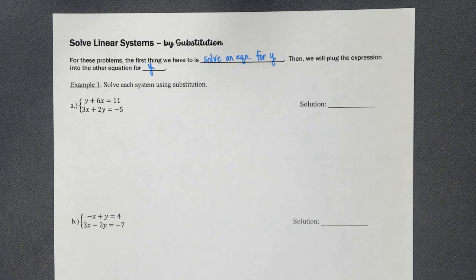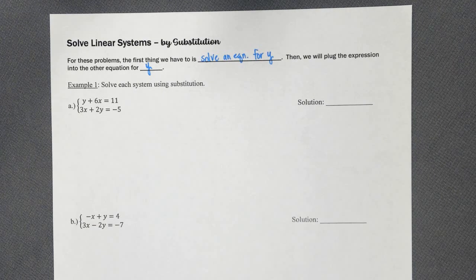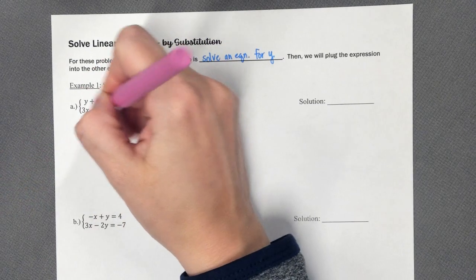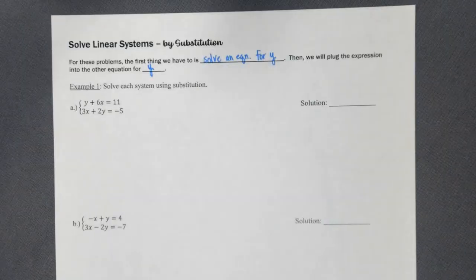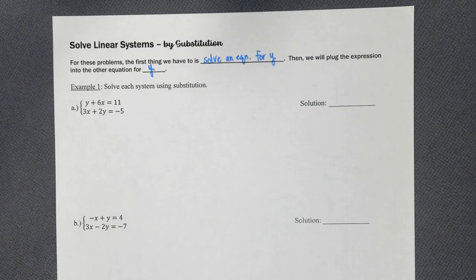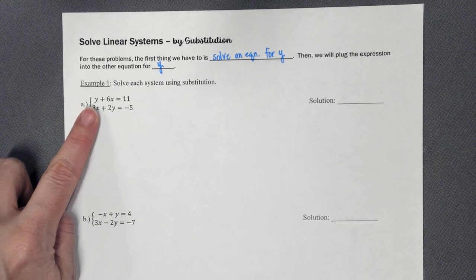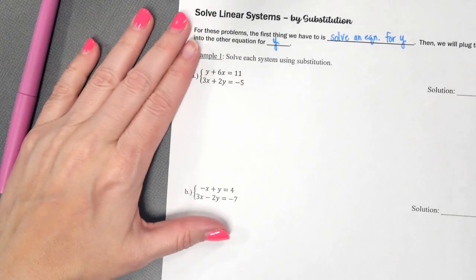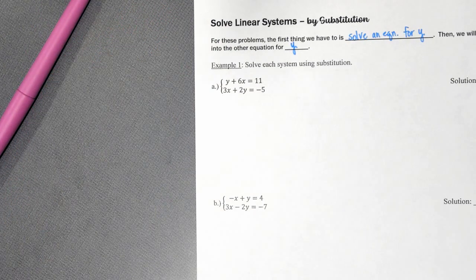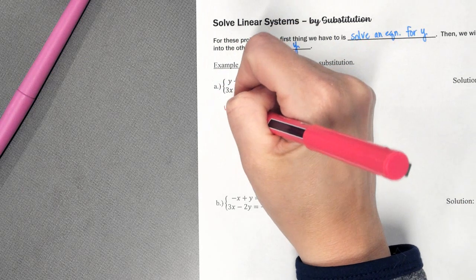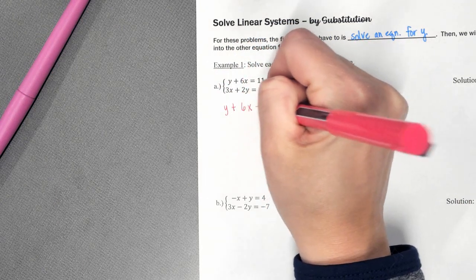So in example 1, let's find the y's here. So you have y plus 6x, and then you have 2y. Which one do you think is going to be easier to solve for? The one with y or the one with 2y? Yeah, the one with just the y in it. Okay, so when you find the one with just the y, this is what we're going to solve for. Okay, so we have y plus 6x equals 11.